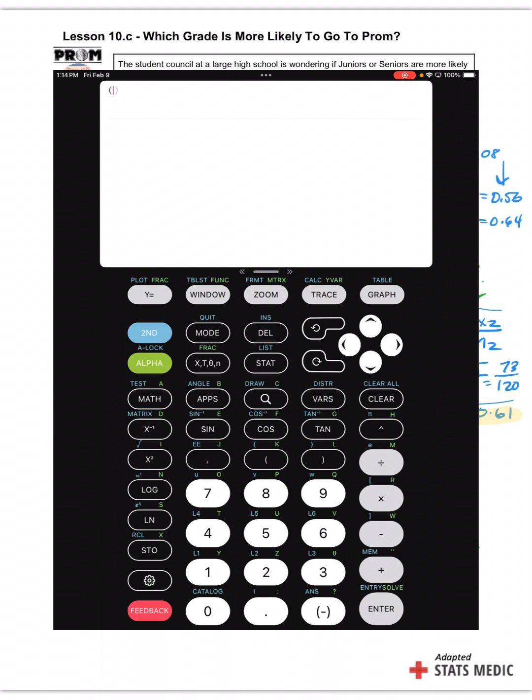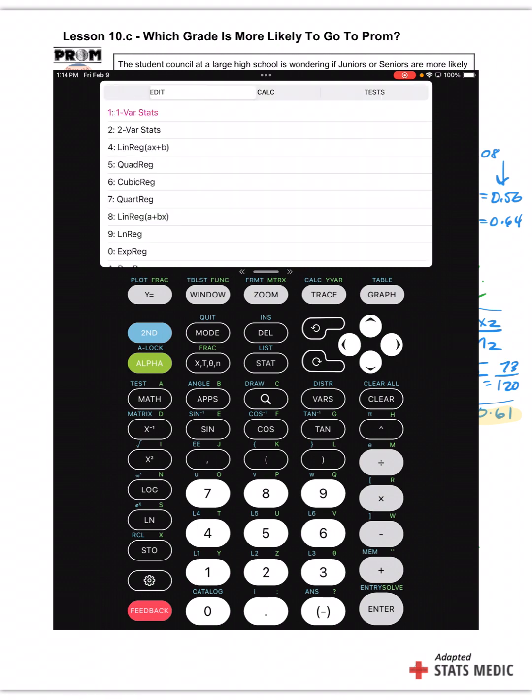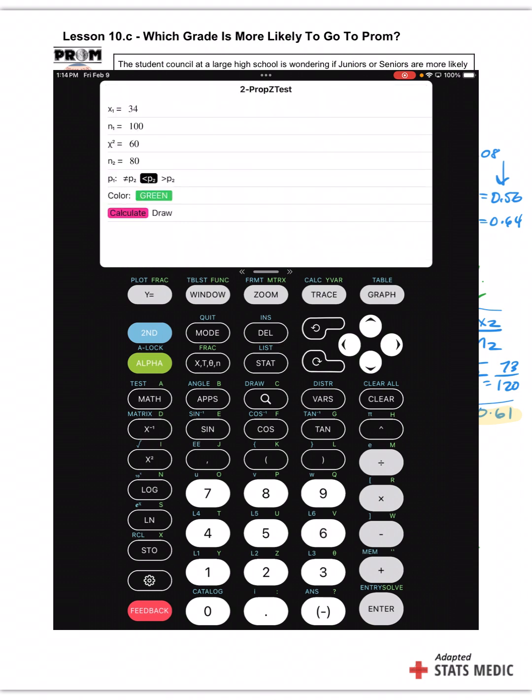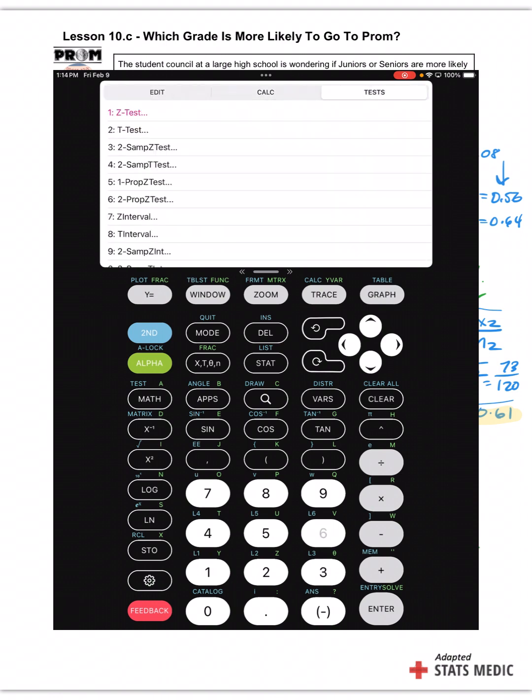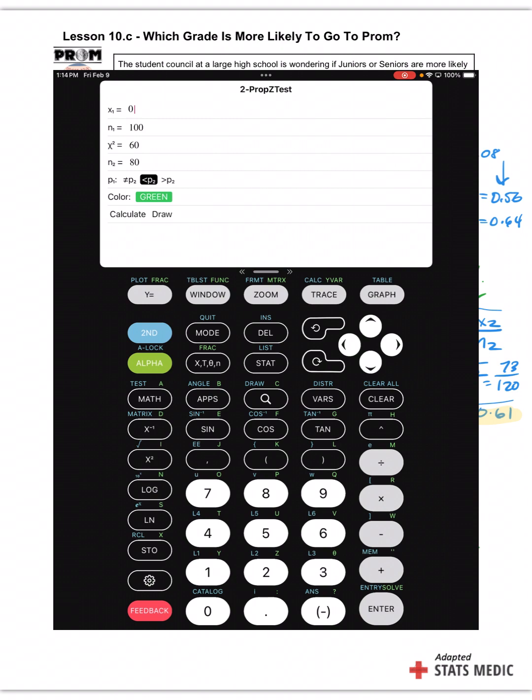Okay, so we're going to go to stat, over to test. This is the two proportion z test. So look at number 6, right? So there's x1, n1, x2, n2. So we're going to go in and put in our values. So what was our first sample? 28 out of 50. And then it was 45 out of 70.